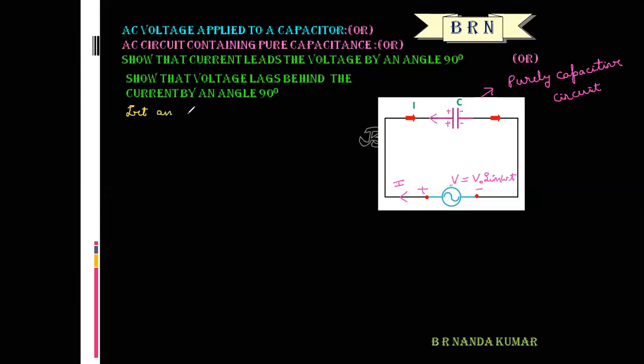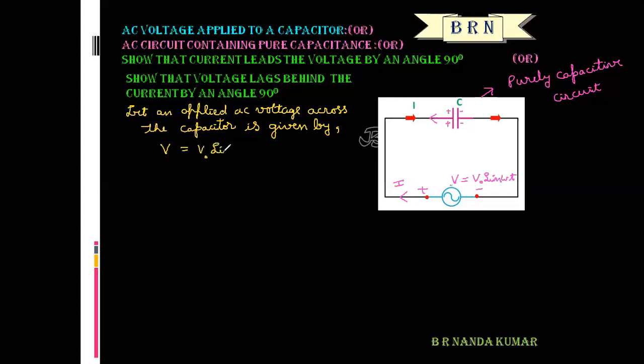Let the applied AC voltage across the capacitor be given by V is equal to V naught sine omega t. Call this equation number 1.